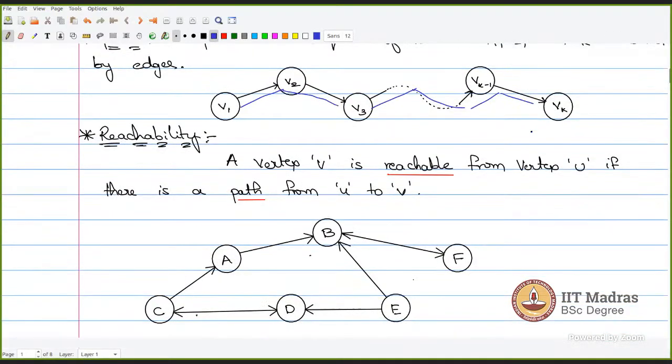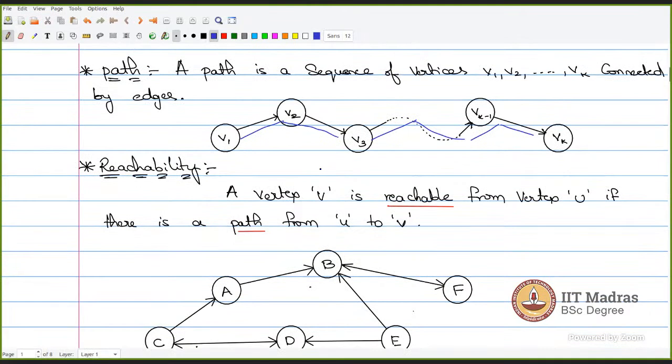Now what is reachability? This term reachability is nothing but: a vertex V is reachable from vertex U if there is a path from vertex U to vertex V. One vertex is reachable from another vertex if there is a path from U to V. So I have to try to find a path between U and V. If there is a path, then I say this particular vertex U is reachable to vertex V. So that is what reachability means.